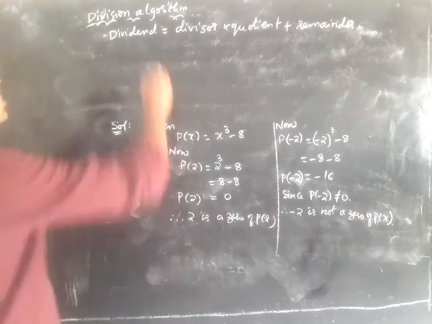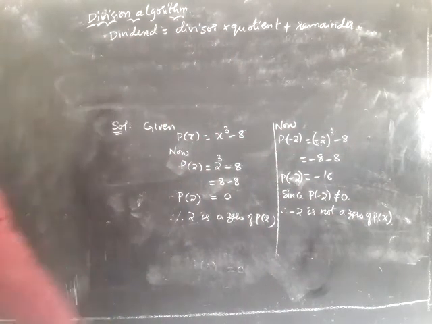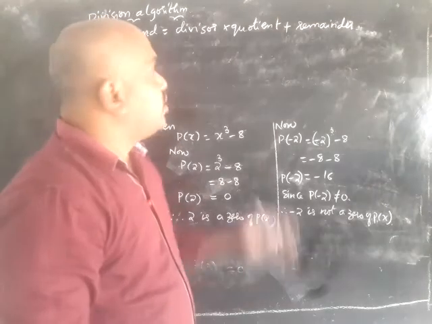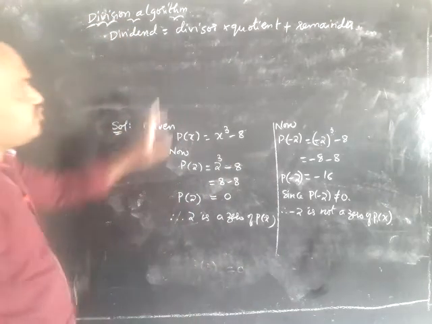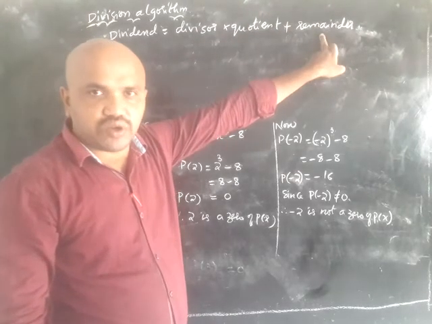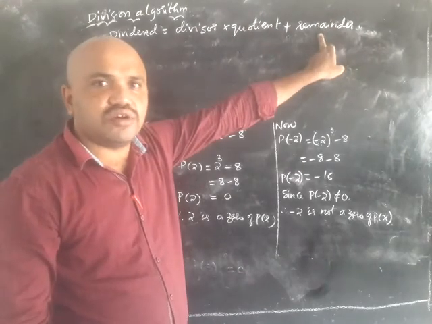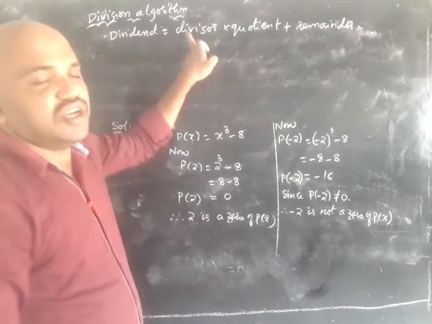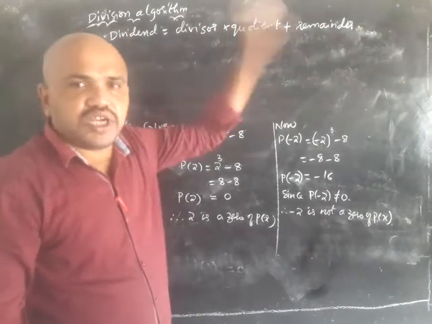So dividend is equal to divisor into quotient plus remainder. Already we have learned this in our previous classes. When we stop the division, if the remainder value is 0, or the value of the remainder is less than the divisor, then we stop the division.